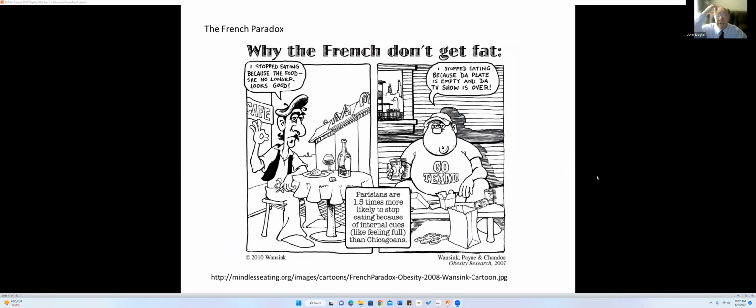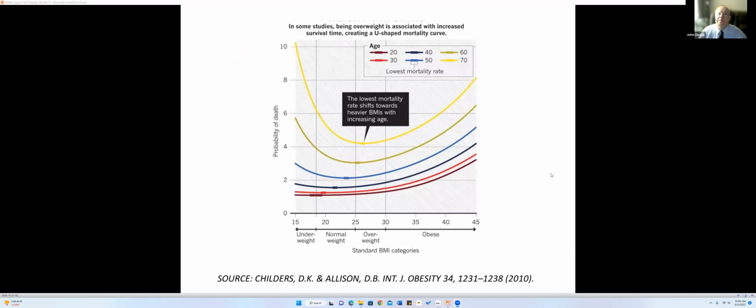One thing that's interesting, particularly to Americans, is why the French don't get fat and the Americans do. On the left, we can see a cartoon, and it says, they stopped eating because the food no longer looks good, says the Frenchman with a cigarette in his left hand. And on the right, we see the American. He says, I stopped eating because the plate is empty and the TV show is over. So obesity is more of a problem in the United States than, for example, in Paris. And that remains true to this day. And they call that the French paradox.